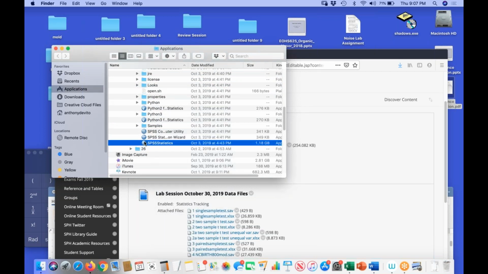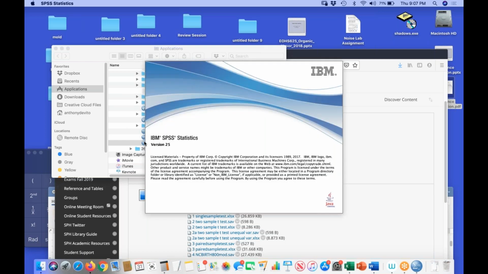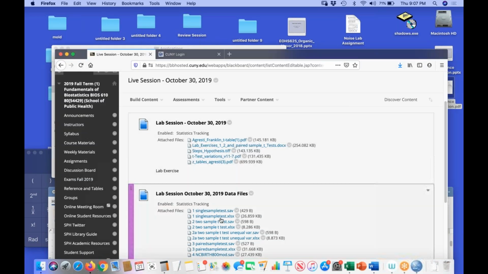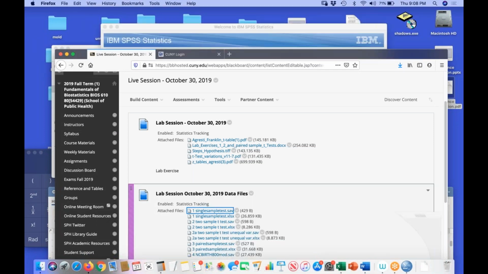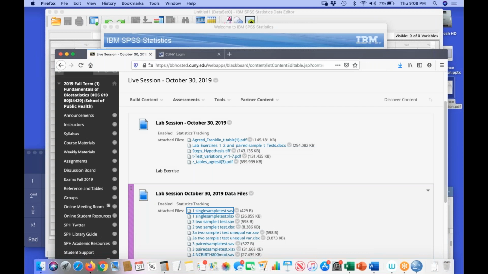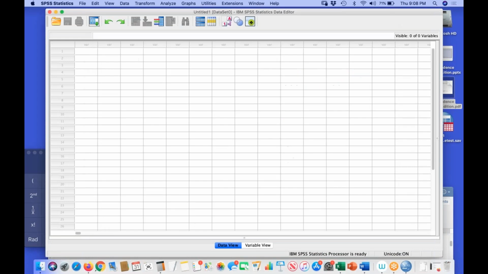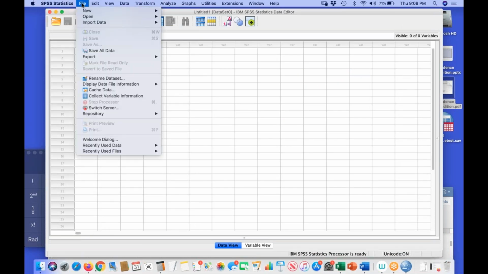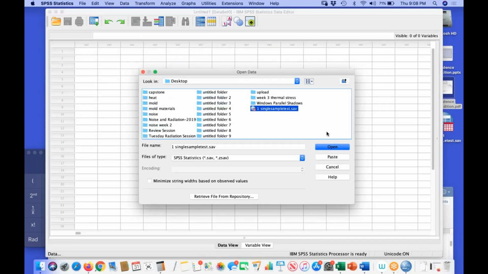Okay, so now we're going to do the same thing with SPSS. And I have these numbers. I'm going to save this on my desktop. Okay, I'm going to say file, open, data. And there's my single sample test.